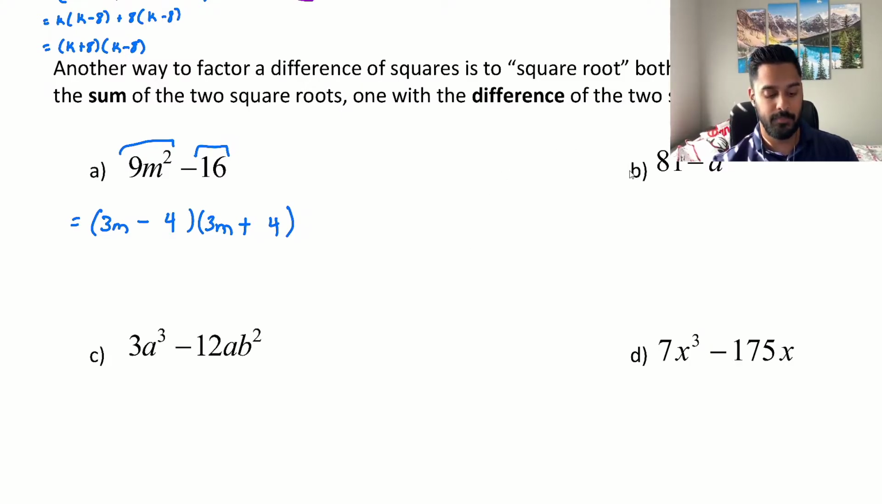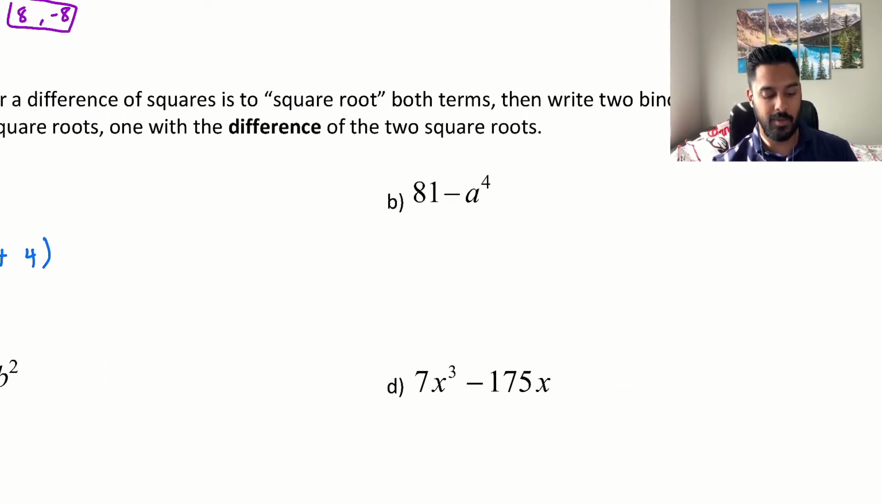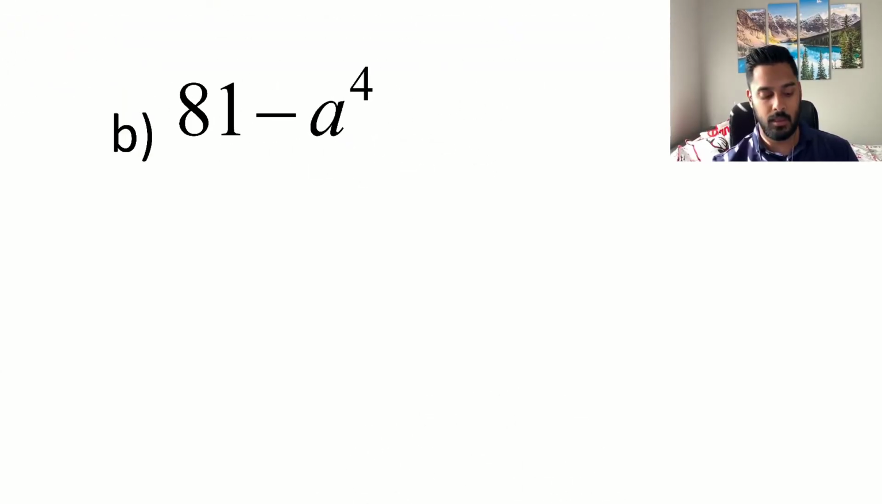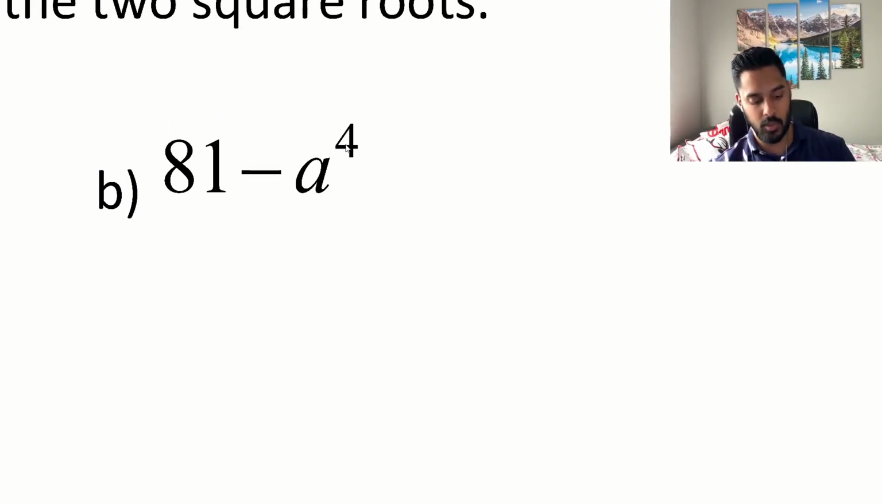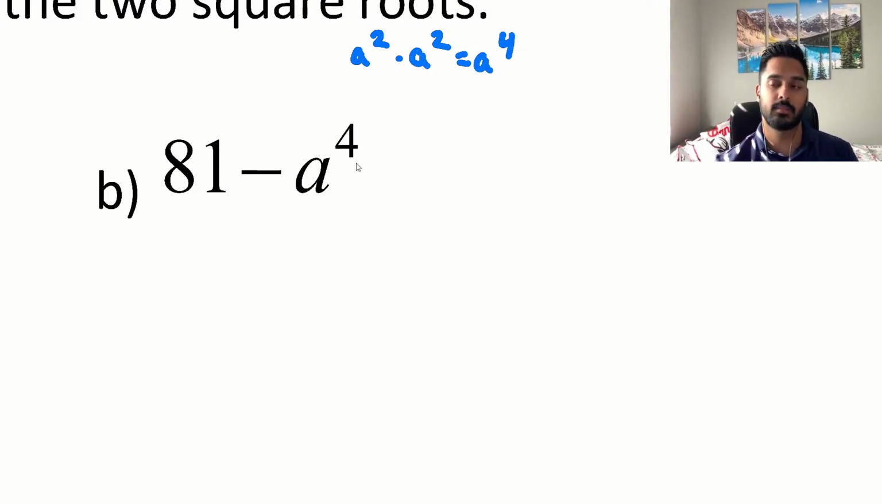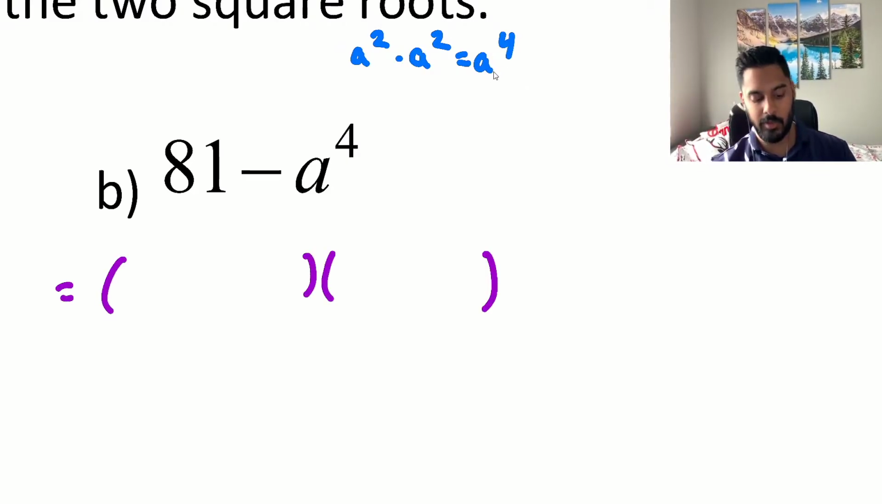Let's take a look at b. Okay, so now this time my variable isn't first, but that's okay. As long as it's a binomial, I've got two terms. 81, yes, it's a perfect square, that's 9 squared. A to the power of 4 is also a perfect square because it can be written as a squared times a squared, if you remember back to exponents, right? Add the exponents together because I'm multiplying with the same base, that's a to the power 4. So this absolutely is a difference of squares. So we can write this as the product of two binomial factors.